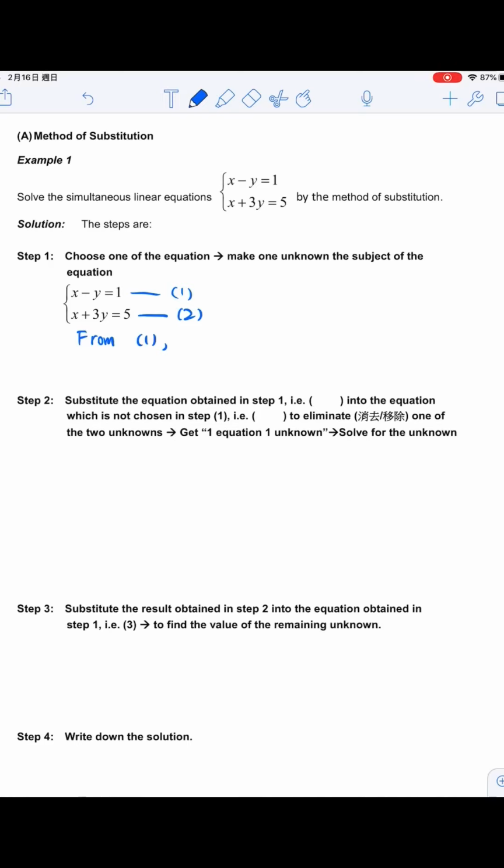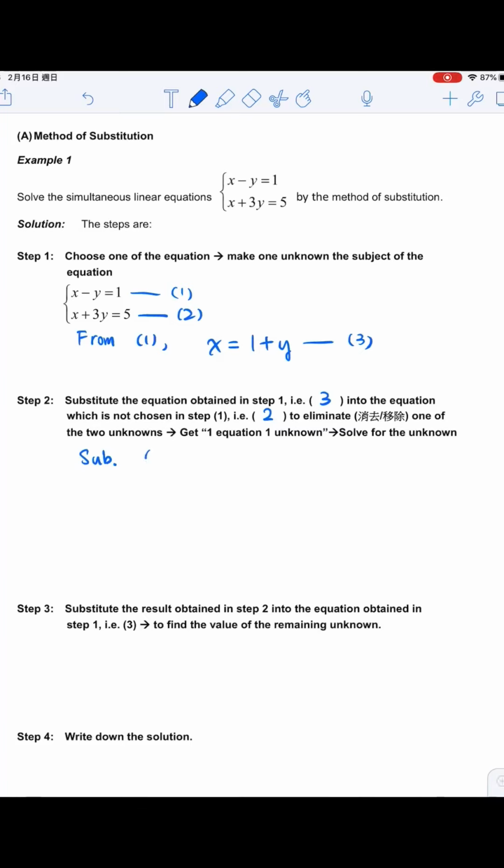Then we can make one of the unknowns the subject of the equation. And here, we can choose x. So we have x equals 1 plus y. And we label this equation as equation 3. And step 2, we can substitute equation 3 into the equation which is not chosen in step 1. That means the remaining equation, equation 2, to eliminate one of the two unknowns.